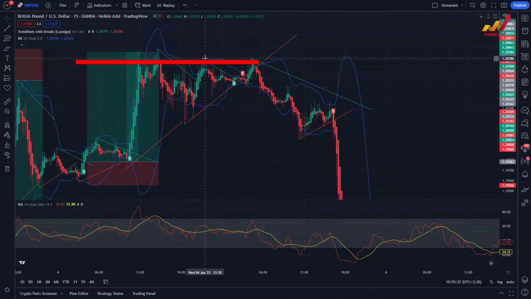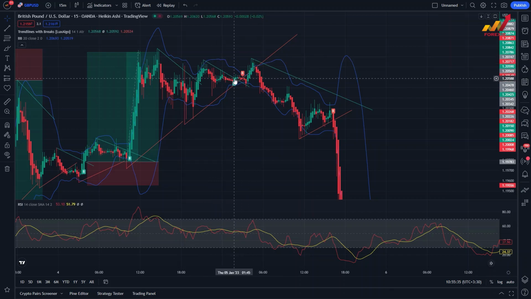Here the price has reached resistance and touched this area again. You should wait for a sell signal because the price is in an overbought zone.